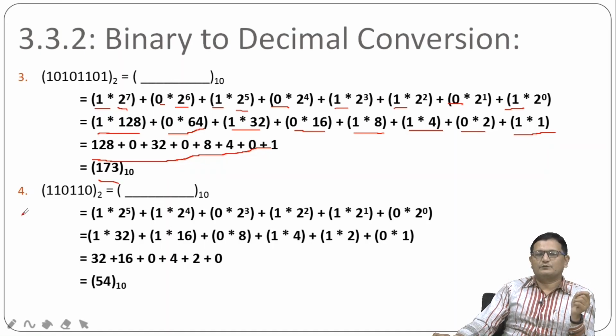Similarly, try to do this on your own, right. Suppose the binary number given to you is 110110, then how can we convert this number into decimal, right? Your answer should be 54, okay, fine.